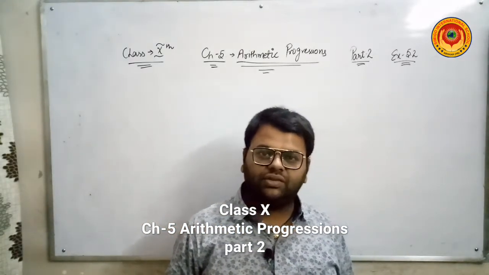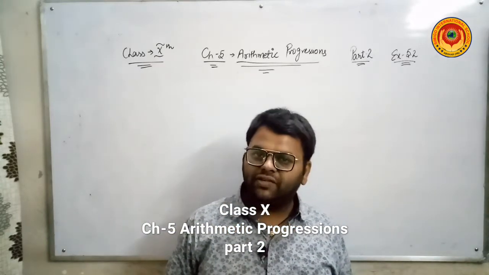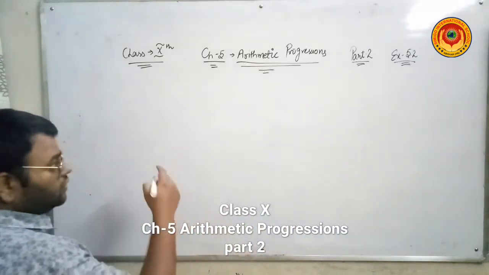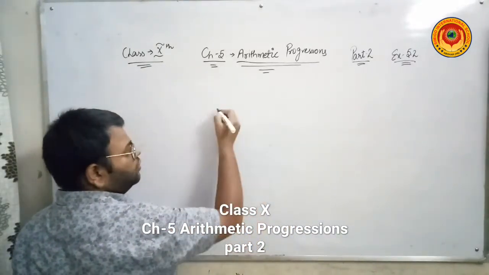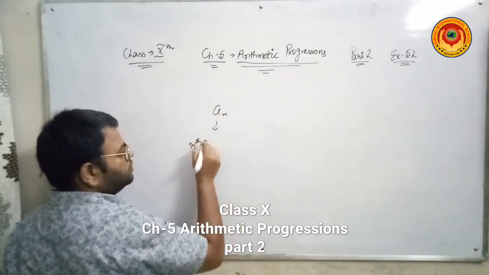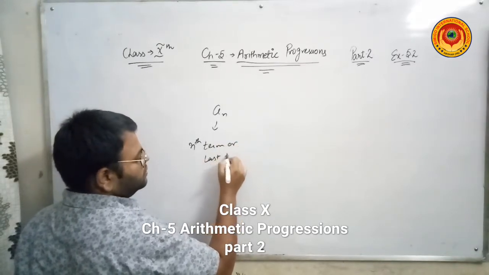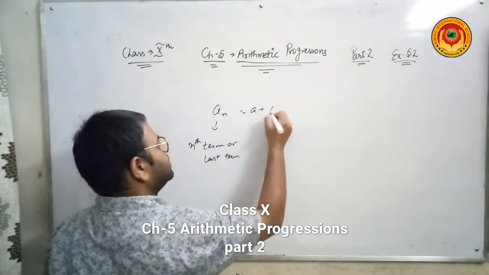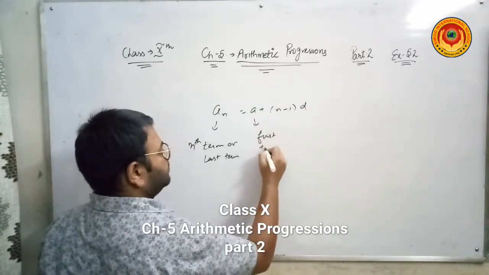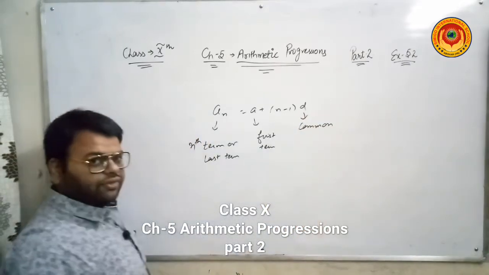That means if anybody asks find out the 20th term, what's the formula? If anybody asks find the 70th term, then what's the formula? For you to solve this, you have a formula, that is an. An means nth term, or you can say last term. The formula is a plus (n minus 1) into d, where a is the first term and d is the common difference. These things we have already discussed in our first part.